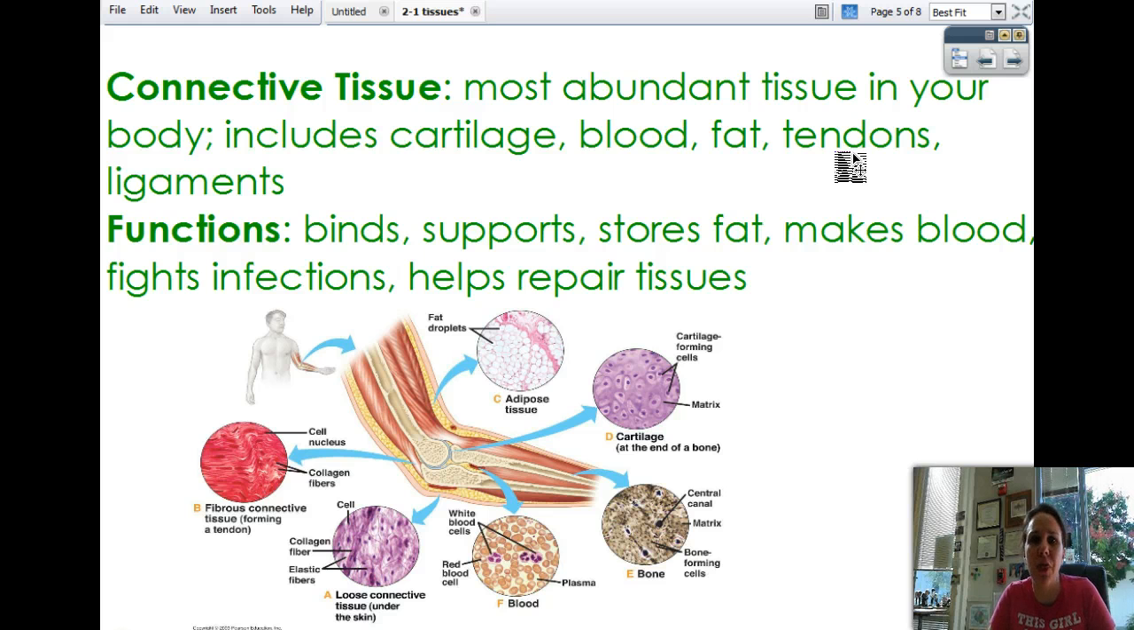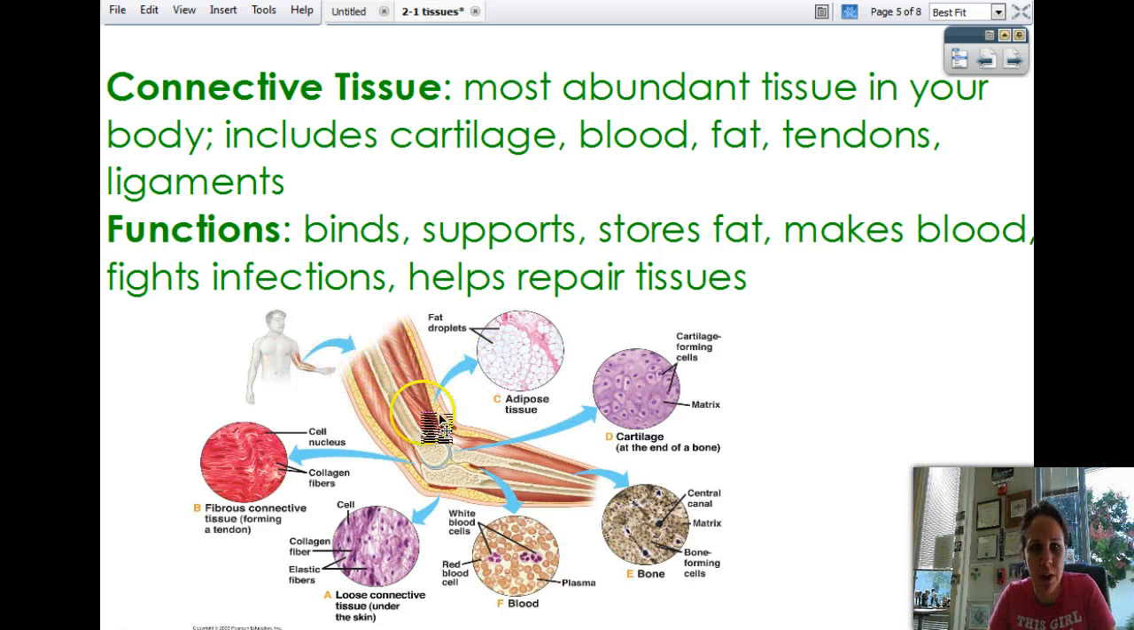Pretty much anything you can think of. It binds together your organs and your skin and basically gives you the human shape that you are. Supports your muscles, supports your bones. Stores fat, makes blood, fights infections. Connective tissue helps to produce lymphocytes, which are needed for destroying germs and viruses and things like that. And so it helps keep you healthy and also helps to repair tissue. So anytime you hurt yourself, like I've got a gnarly paper cut on my finger, my connective tissue is what's helping make that better right now.